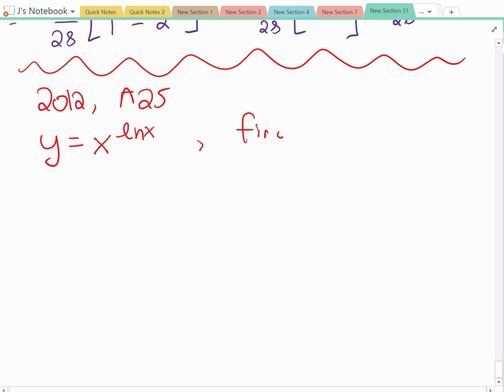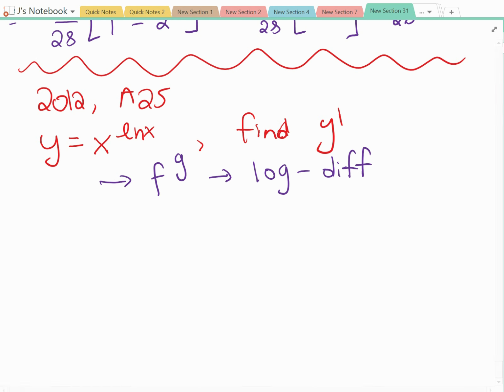So we'll find y prime. It's a function to the power of a function. So an f to the power of g, and that requires log diff, logarithmic differentiation. It's not an exponential function, and it's not a function raised to a power of a number.